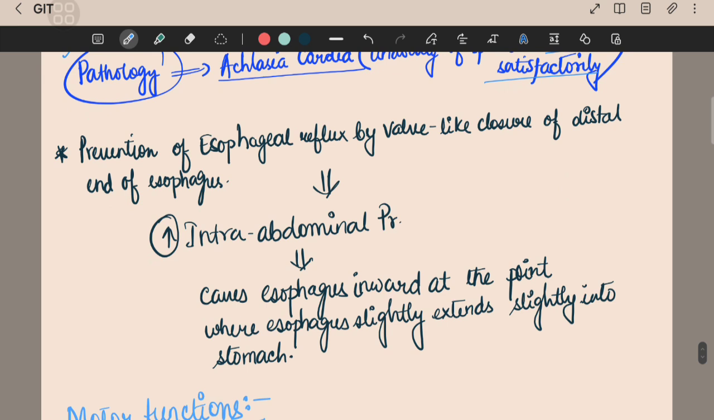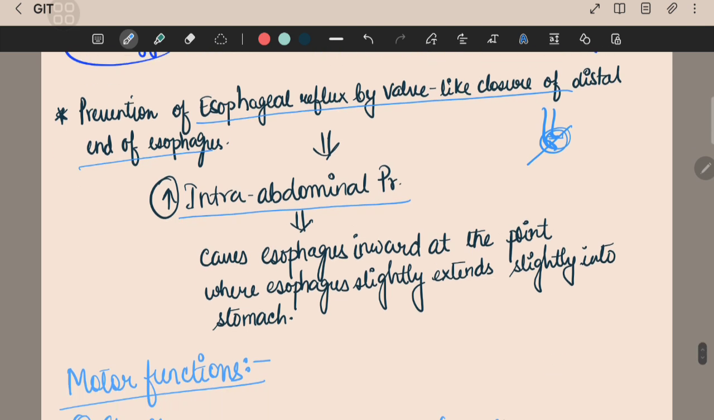Now, prevention of the esophageal reflux by valve-like closure of the distal end of the esophagus. So that esophageal reflux is actually prevented. Gastric reflux is also prevented by the cardiac sphincter. What actually happens is that the esophageal end slightly extends into the stomach, at the inner point. So if there is intra-abdominal pressure, what will happen? This inward portion will actually slightly extend into the stomach. Already this portion will get constricted, and that will act like a valve-like closure.